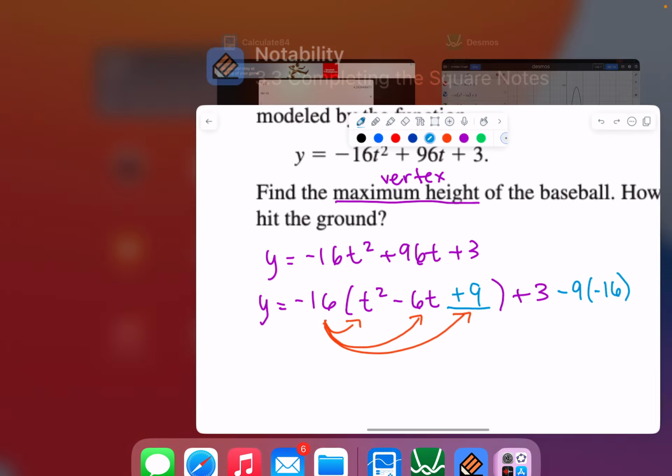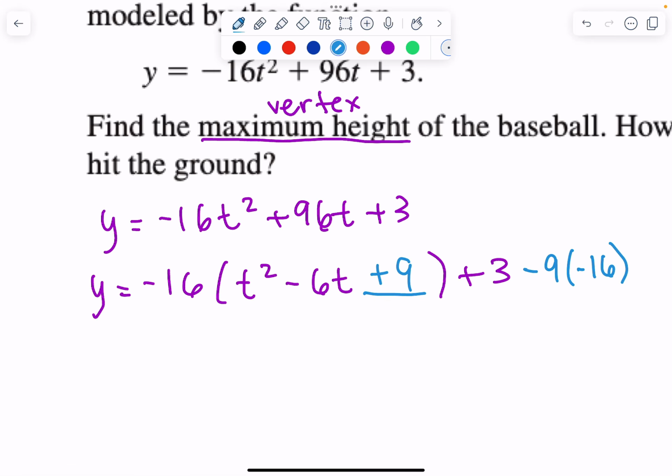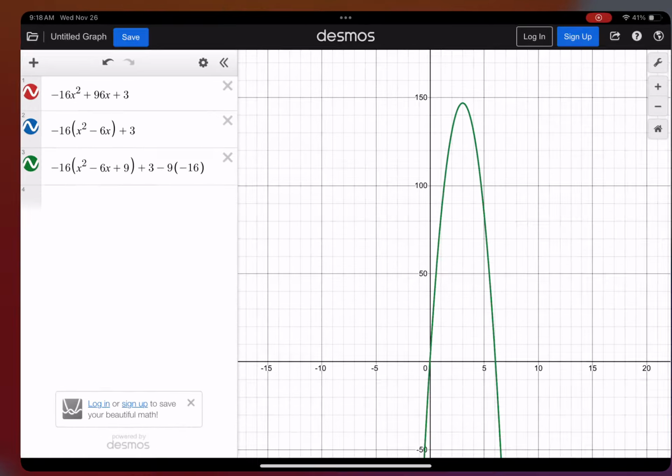Good. All right. Now, that is a hard concept to understand, so I'll explain it again with a different problem, but let's just keep going for now. So now that I have my perfect square trinomial, I can factor it into (x minus 3) squared. And then I'm going to combine all this that I have on the outside. Negative 9 times negative 16 is 144. 144 plus 3 is going to give me 147. So now I have this in vertex form.